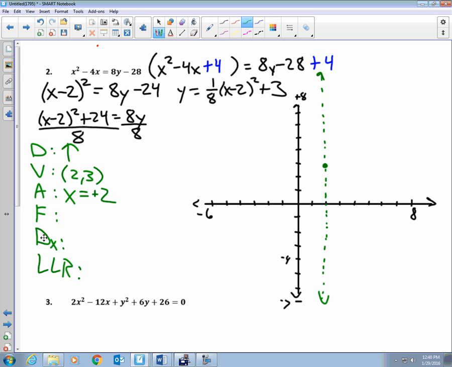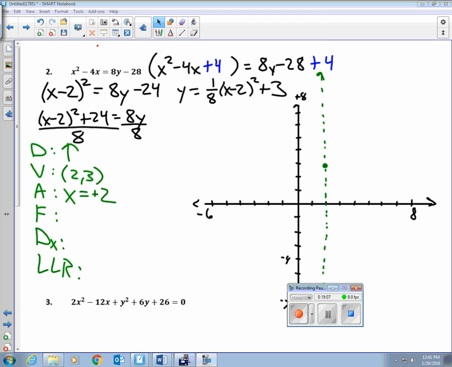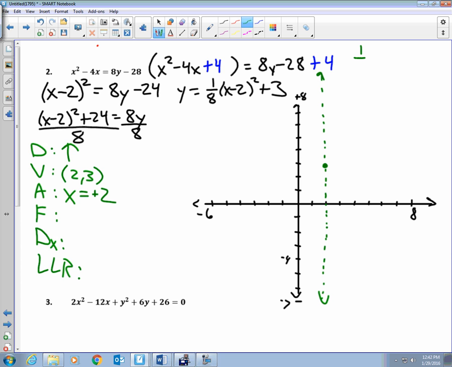I'm getting nervous. Okay. In order to find the focus, the directrix, and the length of the latus rectum, what value do I need to find that I do not yet know? P. Remember anything? So, you set up the equation. A, or 1 over 8, is equal to 1 over 4p. I solve for p by cross multiplying. 4p is equal to 8. Divide by 4. P is 2, which you already stated earlier.